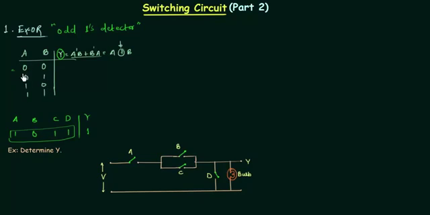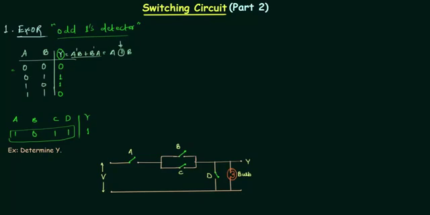For the first case, we have A as 0, B as 0. We don't have an odd number of ones, so output is going to be 0. For the second case, A is 0, B is 1. It means we have an odd number of 1, so output is high. For the third case also we have an odd number of 1, so output is high. For the last case, we have two ones, that is even, so output is low. So the output is 0, 1, 1, 0 for the XOR gate. In this way you can obtain the output easily by using this property.